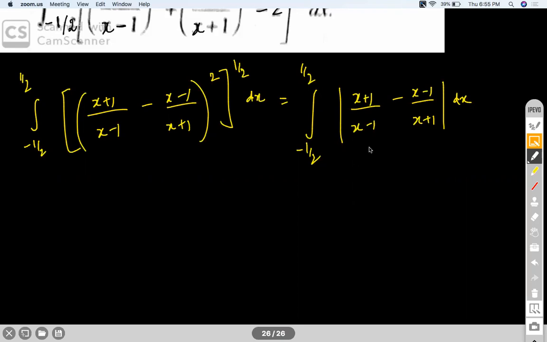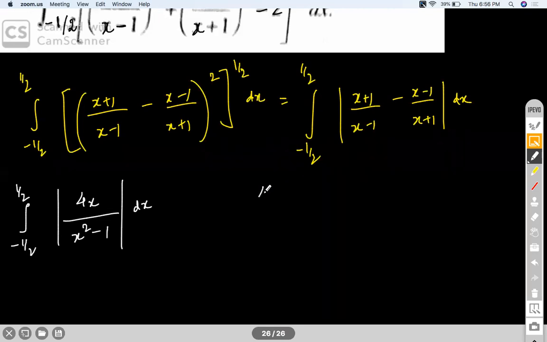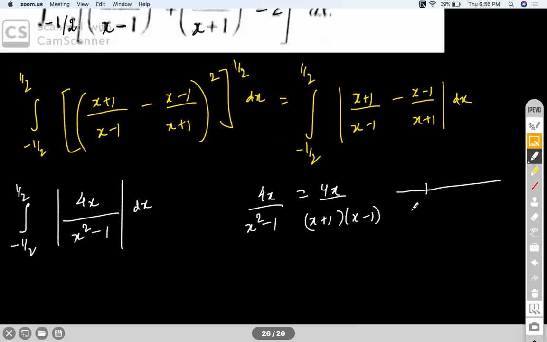Let's discuss it completely. So this will become minus half to half. If you take the LCM inside, it will become x square minus 1. Yes, sir. 4x. 4x will come up. Correct. Now, if you draw the wavy curve for 4x by x square minus 1, which is actually 4x by x plus 1 into x minus 1, the wavy curve will give you the sign scheme like this, correct? Now you're dealing with minus half to half. Minus half is here. And half is here.